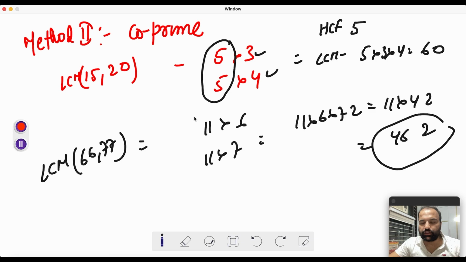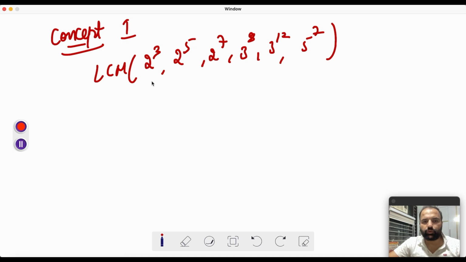Now we will see the concept. We'll learn a concept from method 1, and we'll try to see if we generalize it, where does it go. Now let's say you were asked to find the LCM of this particular number. This number looks very huge, so we cannot use method number 1 or method number 2. If you start doing it that way, it will take a lot of time.